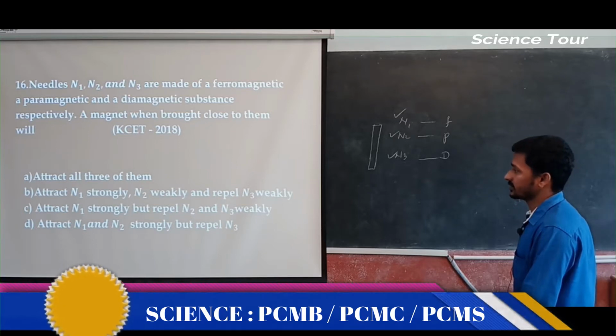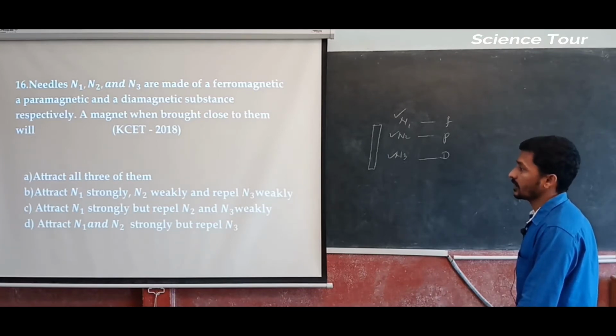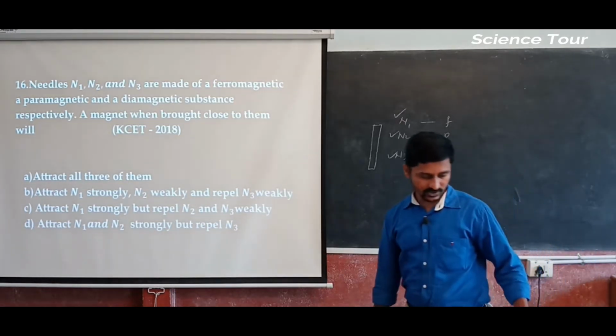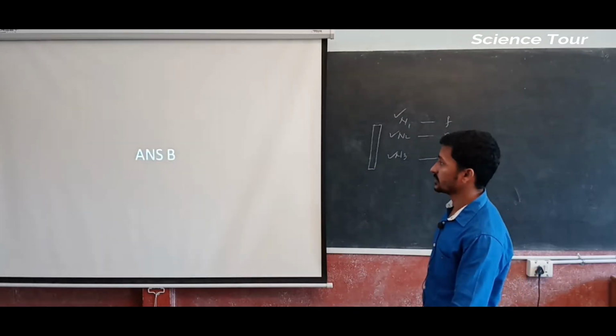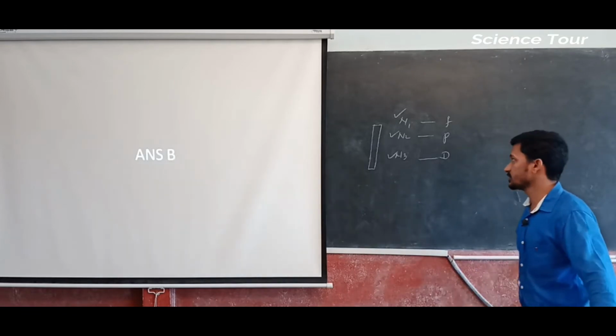And N3 weakly, no, because paramagnetic substances are attracted feebly, isn't it? Weakly they are going to attract. N1 and N2 strongly but repel N3, okay. So what is the option? Option is B, okay. So these are all the conceptual questions we are going to get.